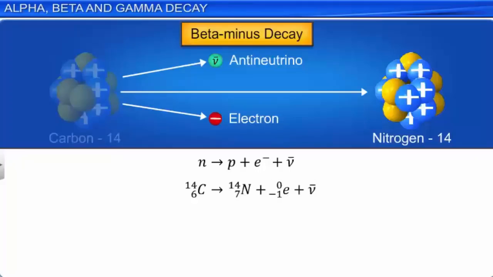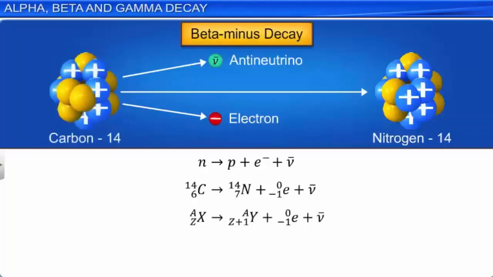In beta minus decay, the atomic number of the daughter nucleus is 1 more than the atomic number of the parent nucleus, with their mass numbers being the same. In beta minus decay, a neutron transforms into a proton within the nucleus. Along with this transformation, an electron and an antineutrino are also emitted.